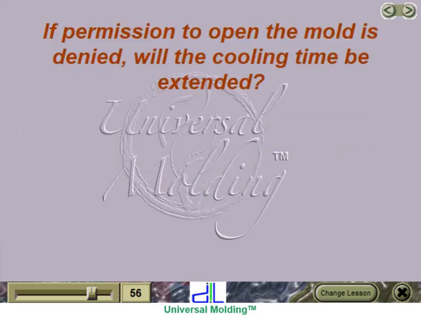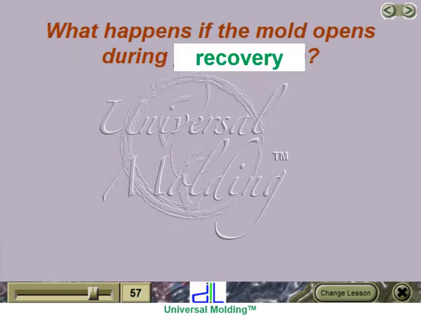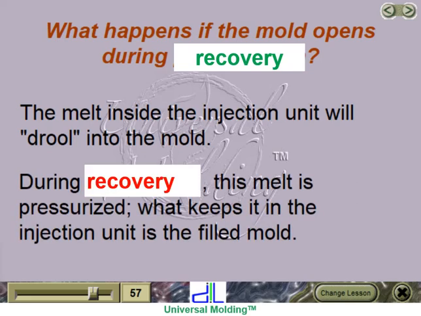If permission to open the mold is denied, will the cooling time be extended? Yes, it will alter the thermal dimensions. What happens if the mold opens during plastification? The melt inside the injection unit will drool into the mold. During plastification, this melt is pressurized. What keeps it in the injection unit is the filled mold.